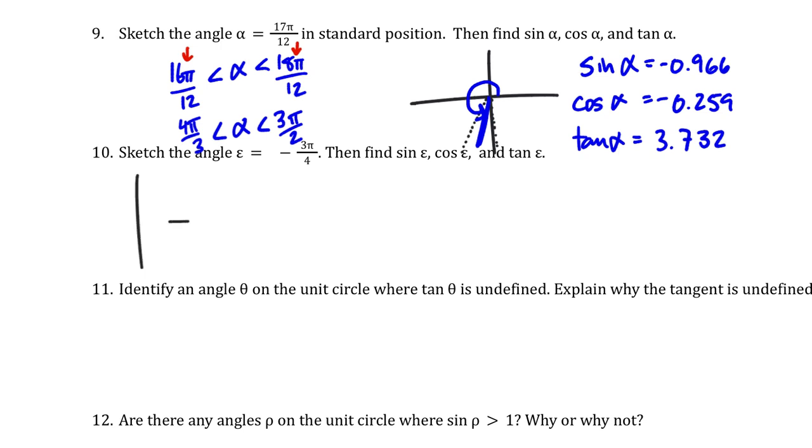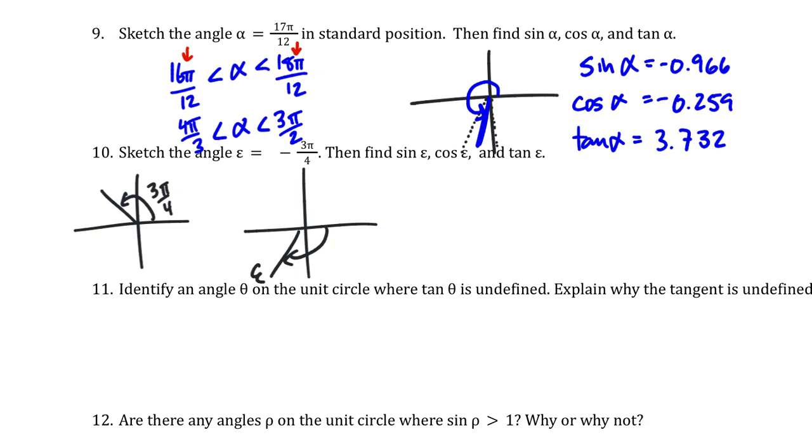Okay, next one. The angle negative 3 pi over 4. So what I want to remember is that positive 3 pi over 4 is this direction, and a negative angle is the same distance, same angle in the opposite direction. So that means that we're talking about this angle. I'm going to label this epsilon, and then it says find sine of epsilon, cosine of epsilon, and tangent of epsilon.